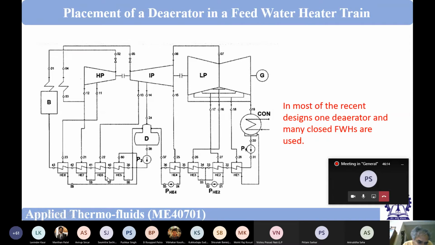Look, there is an arrow and it is coming to HE5. From HE5 again, this will go back to the deaerator. Yes, I got it. Okay, so the entire water is coming through. So this is a good design. Why is it a good design?